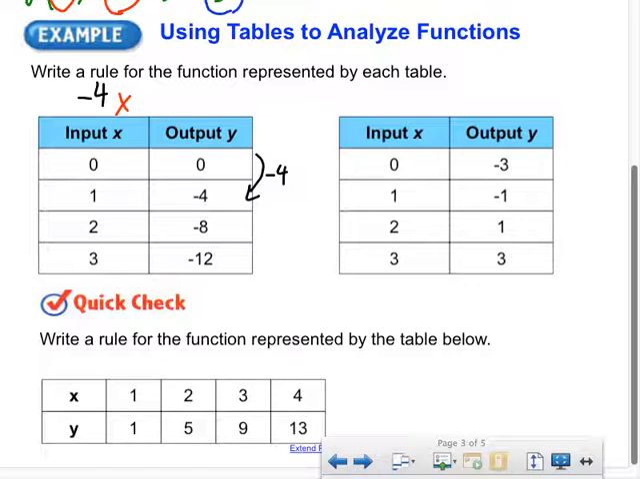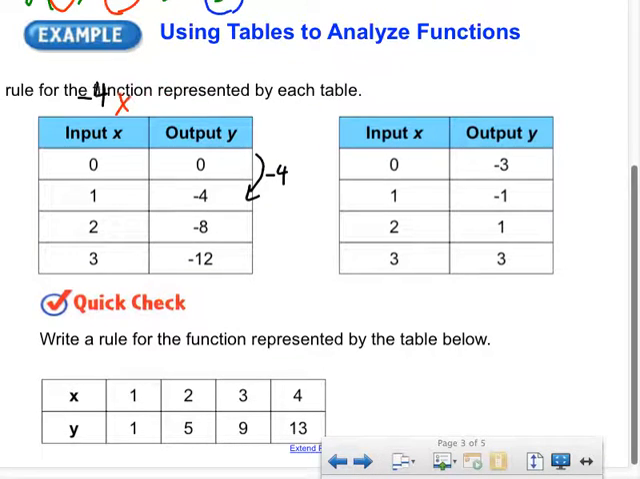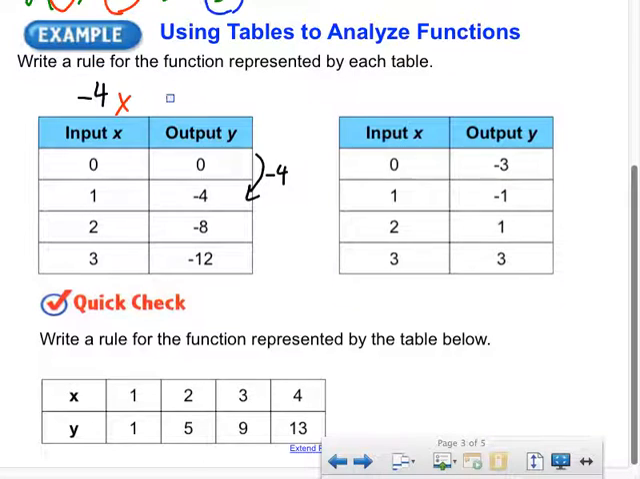1 times -4, does that give me back -4? Yes. 2 times -4, does that give me back -8? Guess what? We got our rule. Here's my rule. I got my function at x equals -4x. I don't have to adjust that rule at all, right?